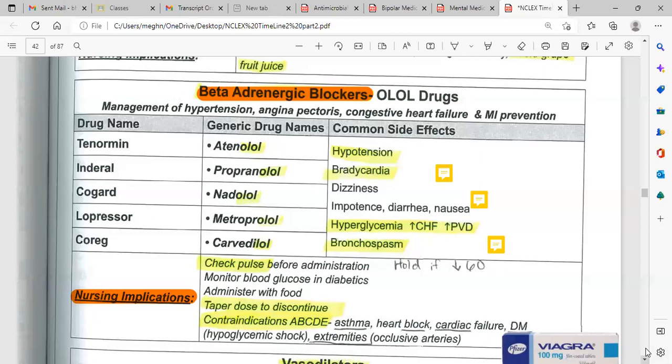And another thing is sometimes the NCLEX board asks what medical conditions are contraindicated. So hold if the heart rate is less than 60. Again, I want to recap it. Calcium channel blocker or beta blocker, we will not give if patient heart rate is less than 60. Okay.